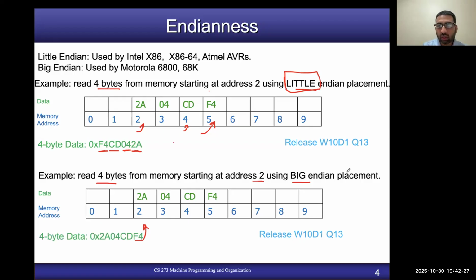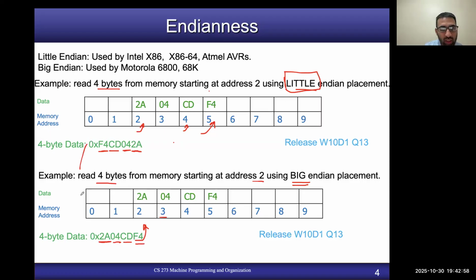So again, we are using big endian, right? If we are using big endian, remember the starting address, or the lowest address, holds the most significant byte, which is 2A here, right? Then the next byte contains the next one as we move towards the least significant side, 04. And then the next address 4 holds CD, and the last address contains F4. So F4 is the least significant byte, right?